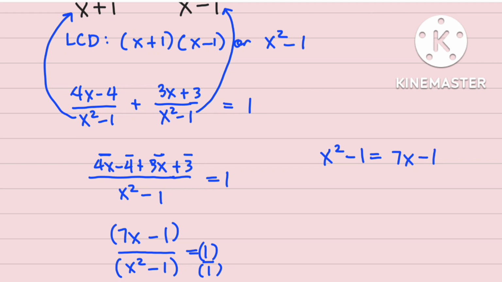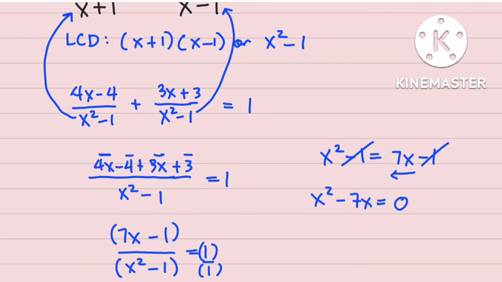On both sides, there is minus 1, so we are going to cancel them. Then we will move 7x to the left hand side. It becomes negative 7x.